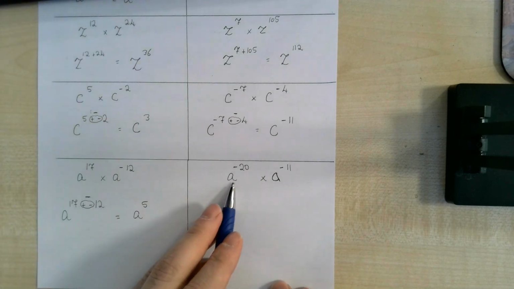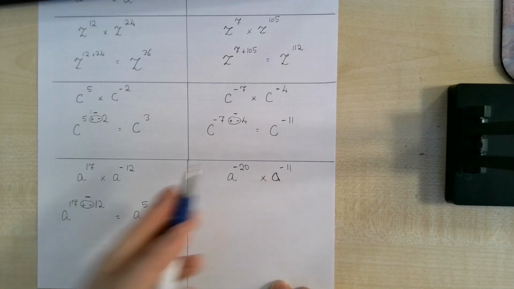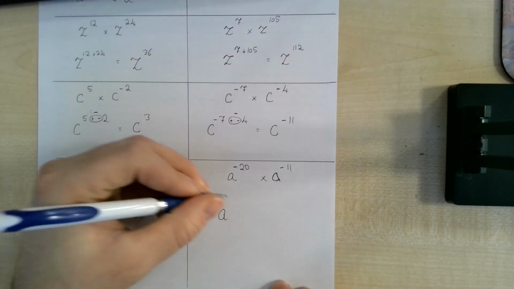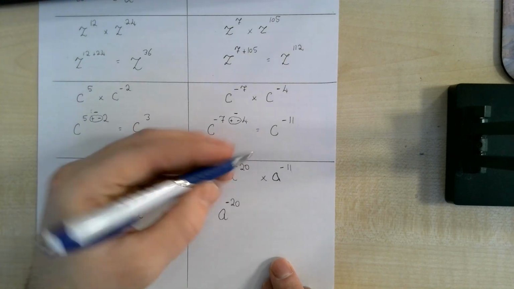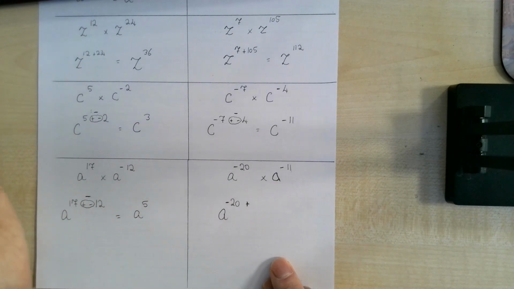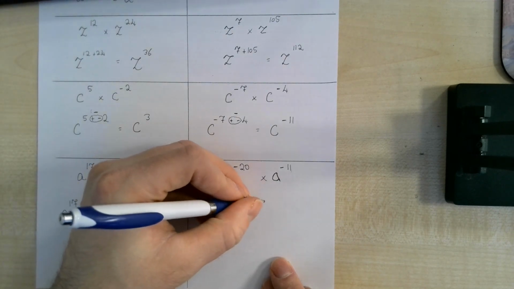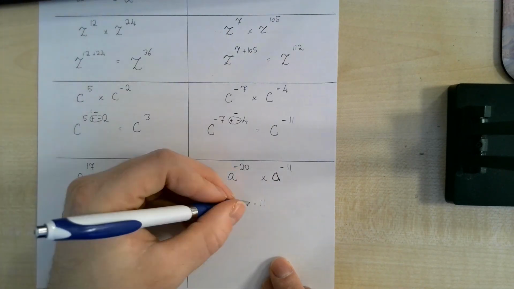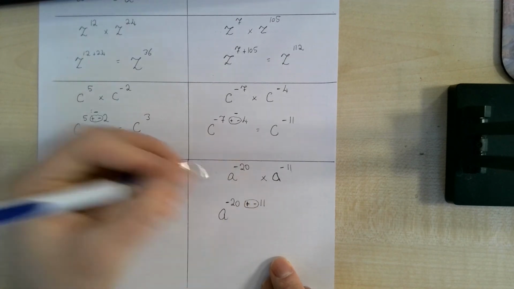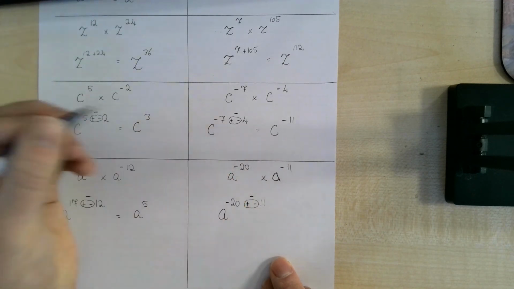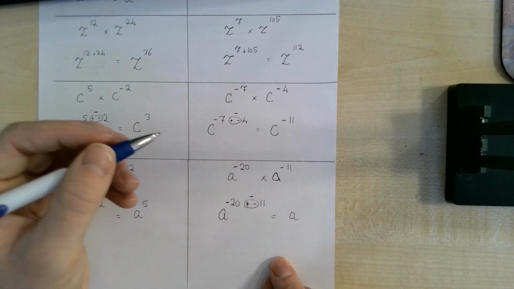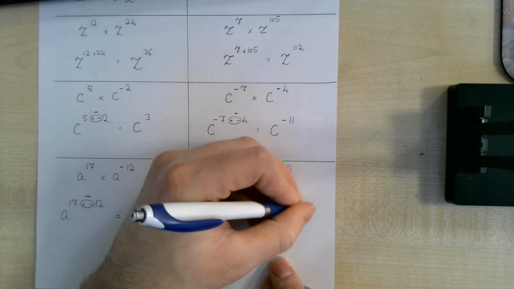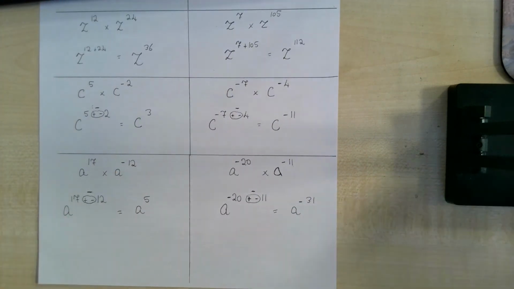Okay, so we've got a to the power of minus 20 multiplied by a to the power of minus 11. So it's going to be a to the power of minus 20. Because we're multiplying, we add the powers. And it's a minus 11 I need to add. These two inside here combine to make a negative. So our answer will be a to the power of minus 20 minus 11, which is minus 31. And that is how you multiply indices.